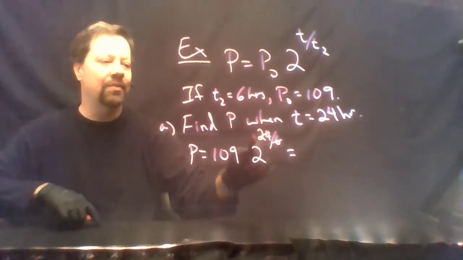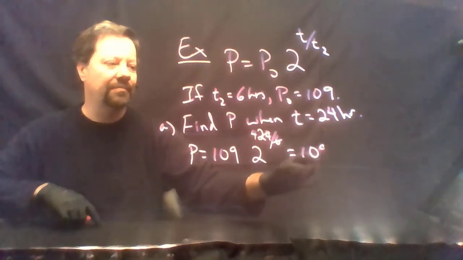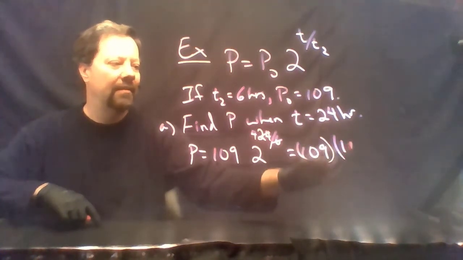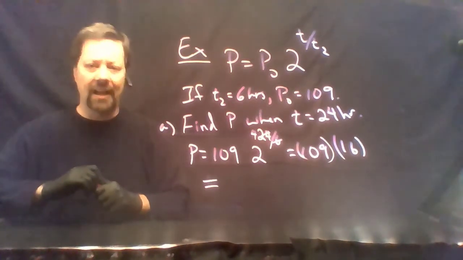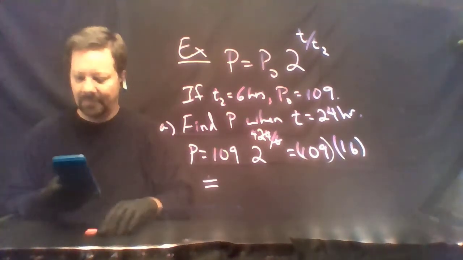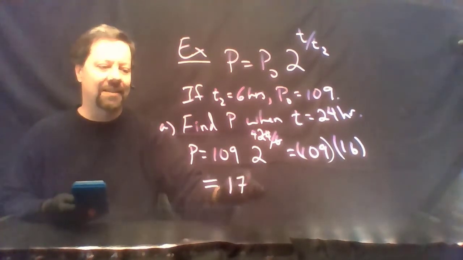6 goes into 24 4 times. 2 to the power of 4 is 16. So we have 109 times 16. My calculator tells me that's 1,744.